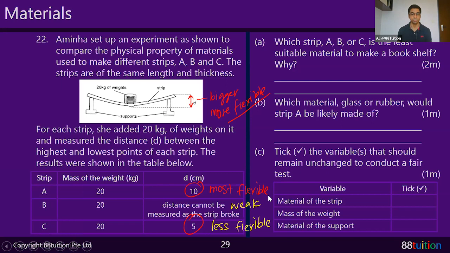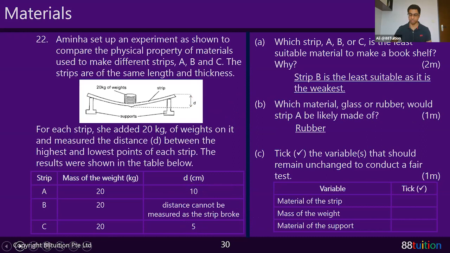Okay, which strip, A, B, or C, is the least suitable to make the material for a bookshelf? Which material, glass or rubber, will strip A likely be made of? And finally, tick. So we can have straightforward answers. Strip B is the least suitable and A is most likely made of rubber. We choose the most flexible material. One example of the most flexible material that we know from our knowledge bank, we just pick it up. Oh, rubber is the most flexible.